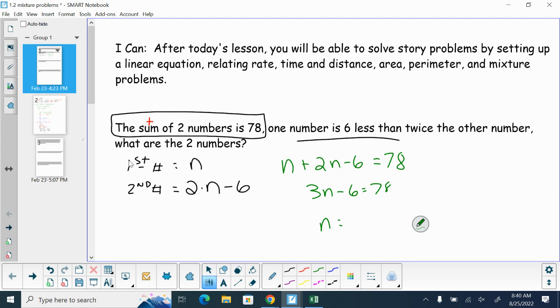Noah, what do you get for n? 28. 28, and then the second number, what do you get? 50. 50? Yes. Good with that? We should add those two numbers up together, and they should have 78, and they do.